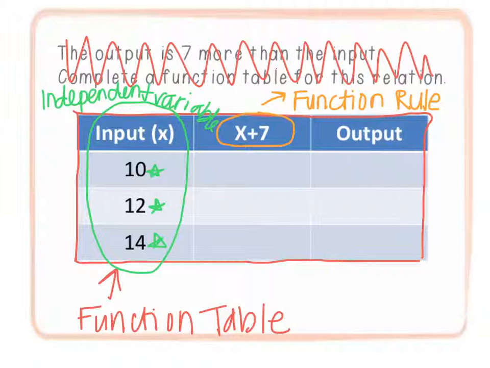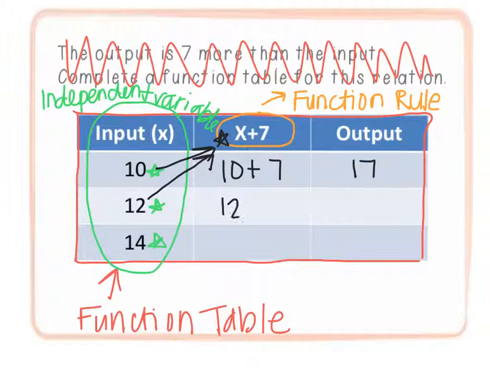And then what happens is, those are my input. That's what's going in. And then I follow my rule, which is right up here, and I plug that into the rule. So my input is x, so I have 10 plus 7, and I know that that's 17. And I'm going to keep doing that for the other ones. I've got to plug in my 12 for the x. 12 plus 7 is going to give me 19. That's the output. And then I'm going to do the last one, and I'm going to plug 14 in. 14 plus 7, because this is the rule, and I know that's going to give me 21.